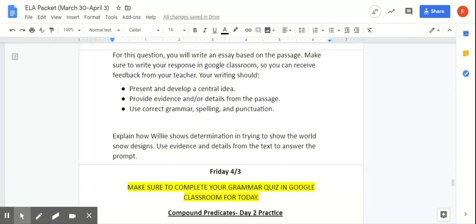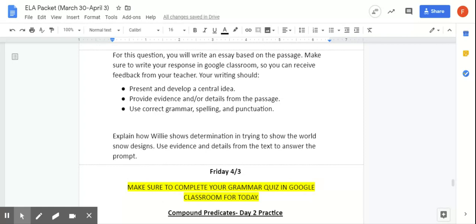So now that we've gone over all of the multiple choice, you're going to head on over to Google Classroom and complete your writing prompt for today. Now we have our directions here at the top. And remember, you're writing an essay. Take a second to read those directions.